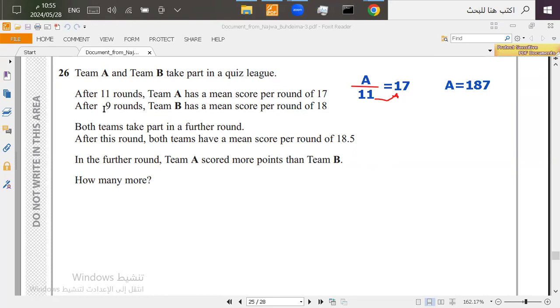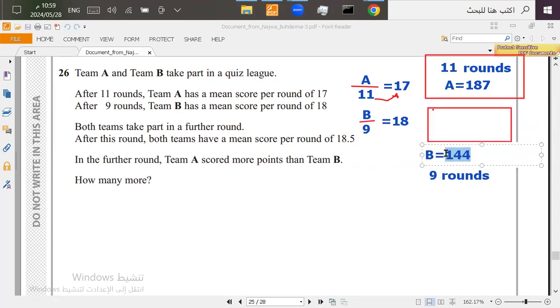Now, after 9 rounds, Team B has a mean score per round of 18. Now I'm going to do the same with team B. So the idea is multiplying 9 by 18. So 18 times 9 is going to be 162. And this is the total points after 9 rounds.